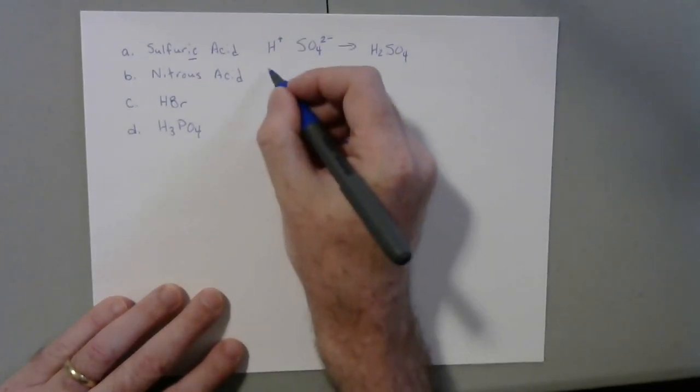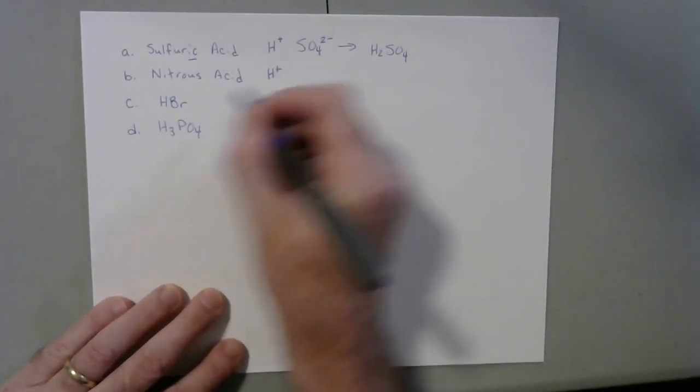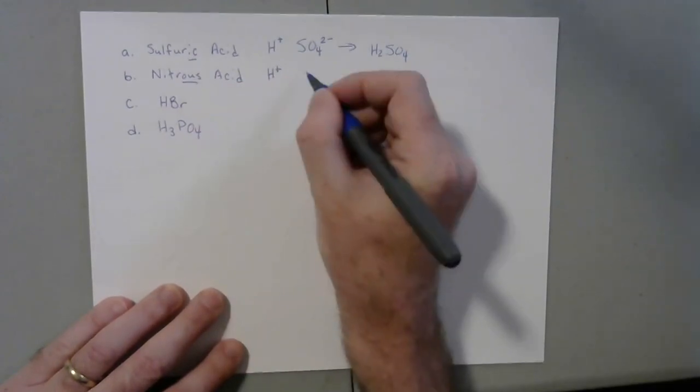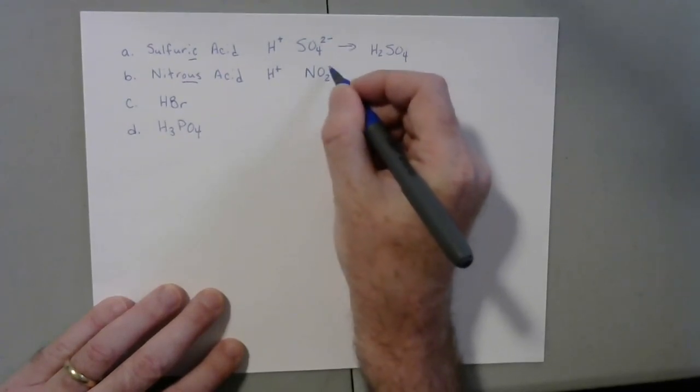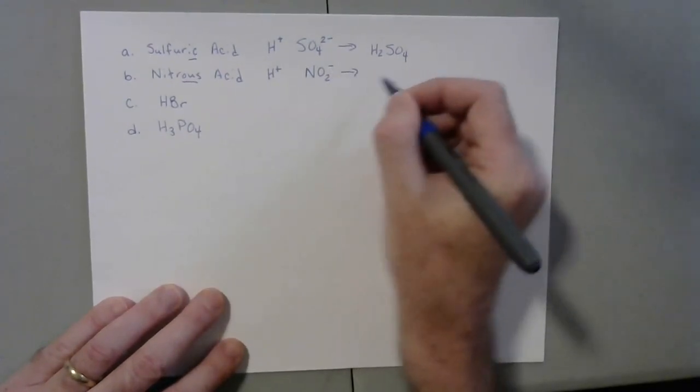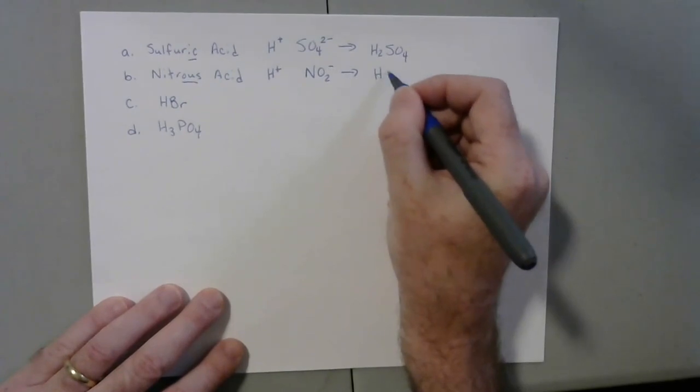Moving on to the next one, we know H plus is the cation. The OUS ending tells us it is an ITE ending ion, so we're going to write the formula for nitrite, NO2 minus 1. So that will be HNO2.